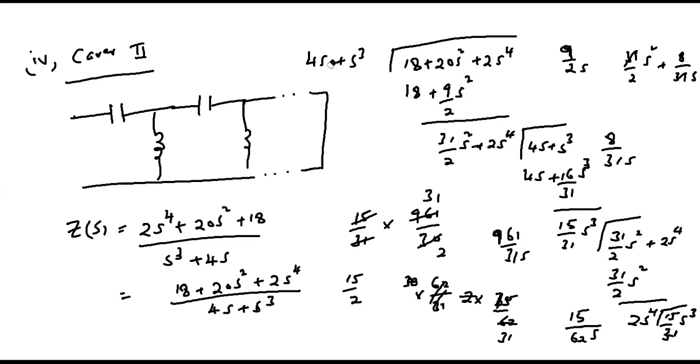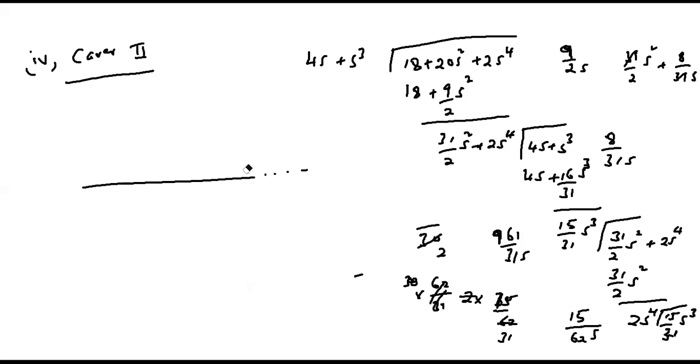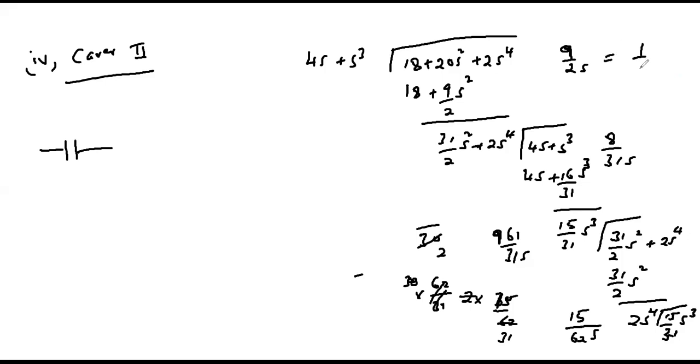Next, we can write our circuit as follows. Our first term is a capacitor in series. So we are comparing 9/2s with 1/sC. We notice that C will be 2/9. So this capacitor is 2/9 farads.